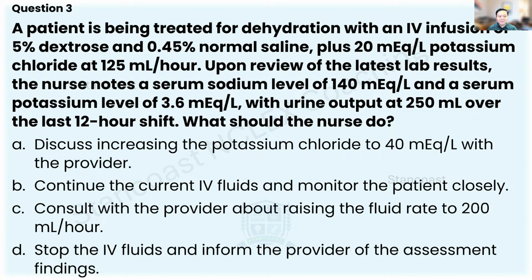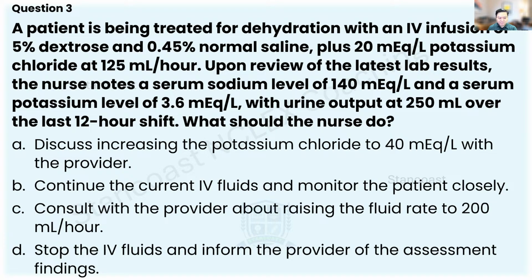Is it A, discuss increasing the potassium chloride to 40 milliequivalents per liter with a provider? B, continue the current IV fluids and monitor the patient closely? C, consult with a medical provider about raising the fluid rate to 200 mL per hour? And letter D, stop the IV fluids and inform the provider of the assessment findings.